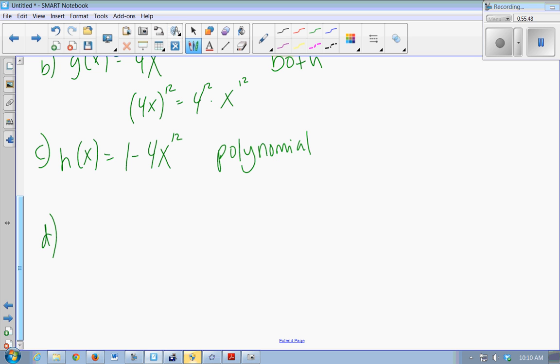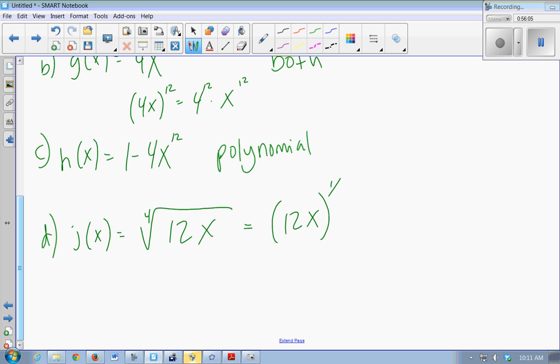And then the last one is the 4th root of 12x. Okay, which is the same thing as 12x to what power? The 1/4, very good. Which is the same thing as 12 to the 1/4 times x to the 1/4. So this is a number times x to another number. That makes this a what? Power function.